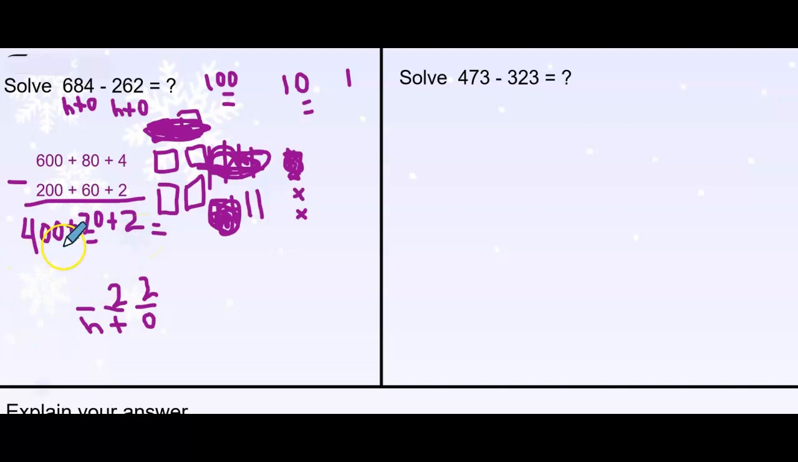How many hundreds do we have? Yes, just 4 hundreds. So boys and girls, our final answer is, can you say that number with me? 422.